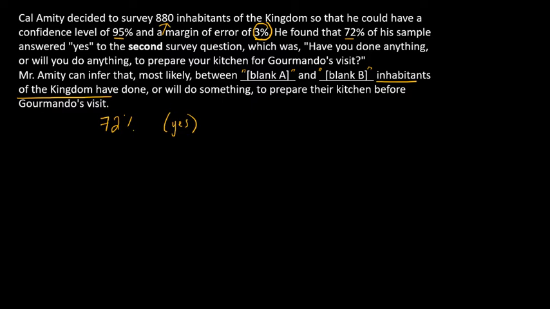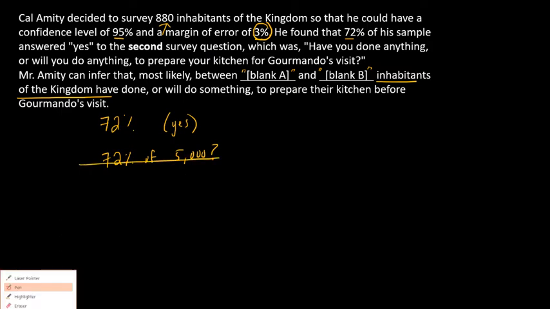So if 72% of that sample said yes, how many of the population would have said yes? Now, the reason we're not just saying what's 72% of the total population of 5,000 is because of margin of error. So we're accounting for our margin of error, which is 3%. So that would be 72% plus or minus 3%. His finding was 72%, with a margin of error of 3%. So we're establishing a range.